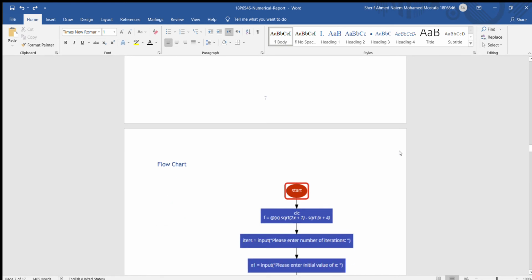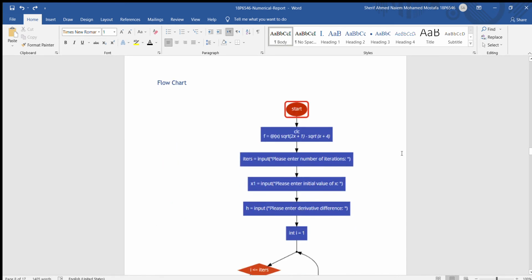We can represent the MATLAB code using a flowchart, as it shows the logic of the code as a sequence of clear steps.